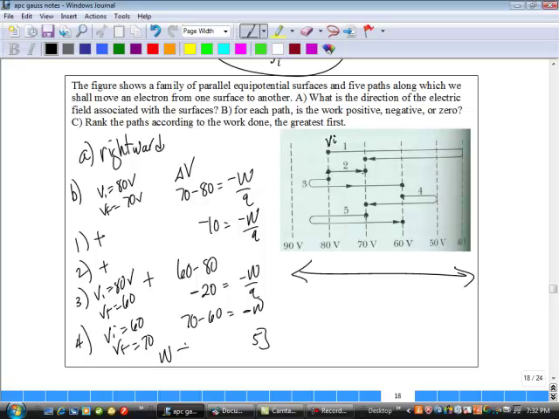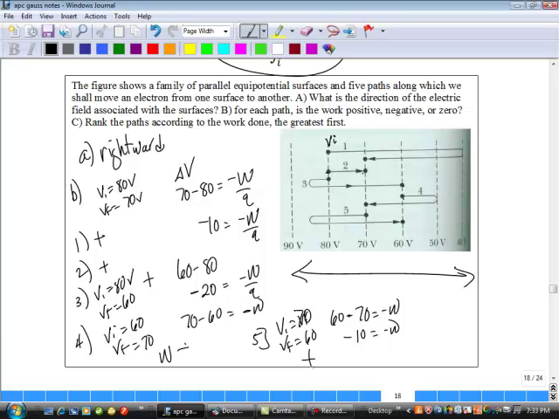And then the 5th one, I start at 70. My final is 60. So I'll have 60 minus 70 equals the negative work. So again, I'll have this negative 10 equals the negative. So negative and negative, that ends up being positive.